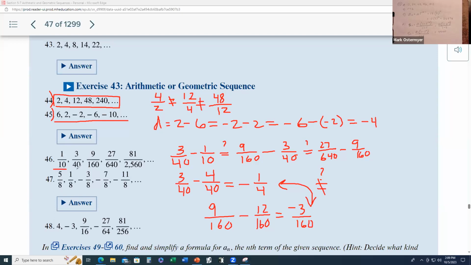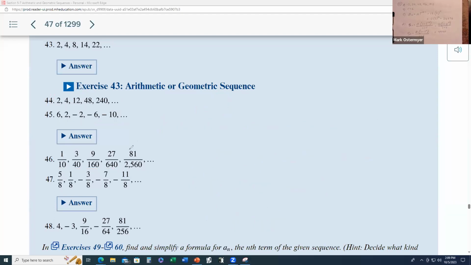Is it geometric by chance? Well, let's see. What would you multiply 1/10 by to give you 3/40? It's not arithmetic. What would you multiply 1/10 by to give you 3/40? Well, you could multiply it by what? 3/4?